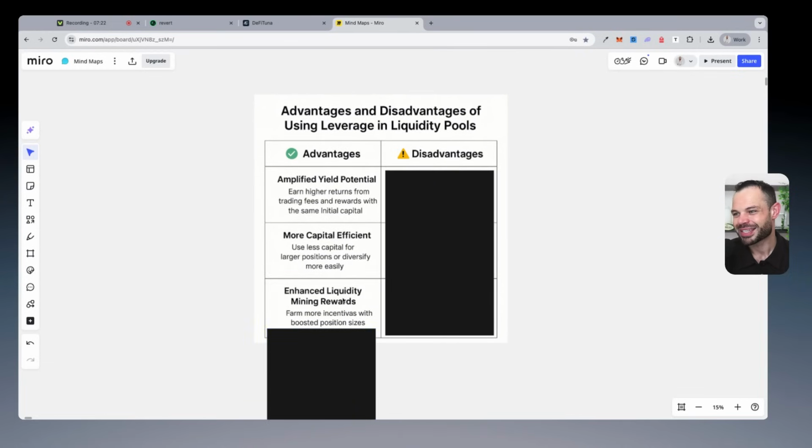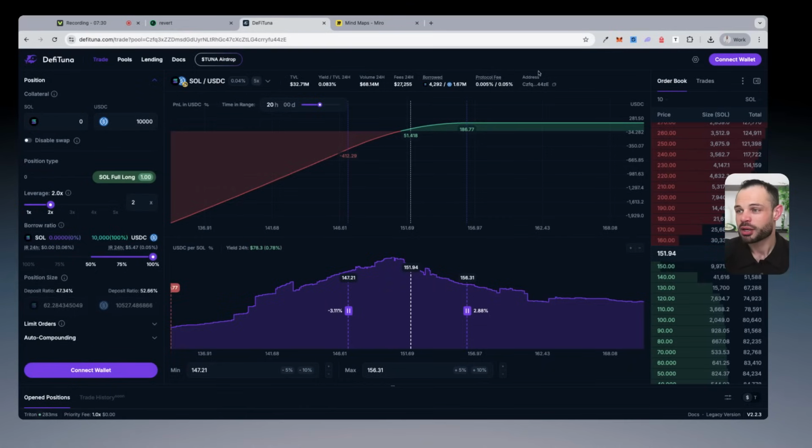The final benefit is enhanced liquidity and mining rewards. Again, farming more incentives with boosted position sizes. Depending on the protocol you're using, there may be incentives and the ability for you to earn points. For example, DeFi Tuna are actually doing a token generation event in July of 2025. If you've been using DeFi Tuna, you qualify for an airdrop, and you're going to be getting airdropped a whole bunch of their new DeFi Tuna tokens. And so obviously, the more capital that you're using, and if it's levered up on the protocol, you're going to have the ability to be eligible for more points and boosted rewards.